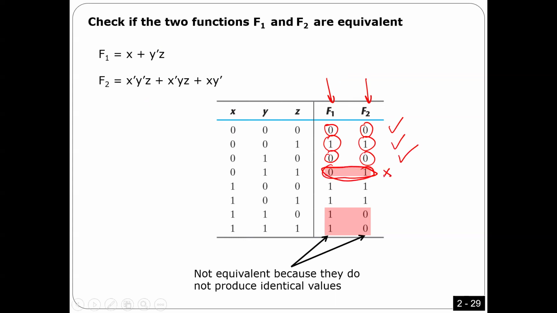By the way, in exams, you don't need to continue. Once you find only one row that's not equal, the conclusion is these two functions are not equal. They are not doing the same thing. Okay. Any questions?